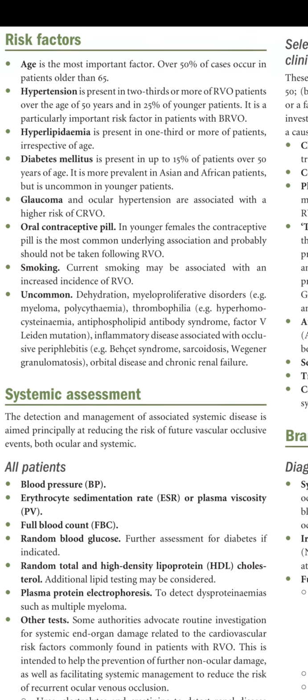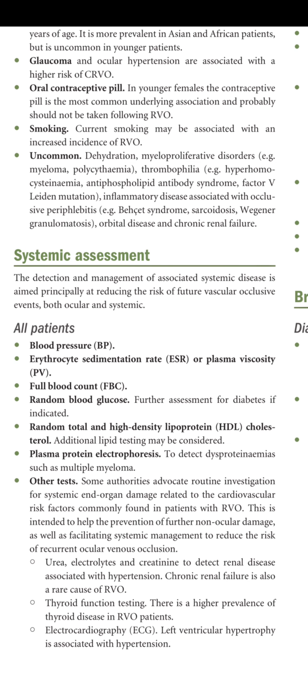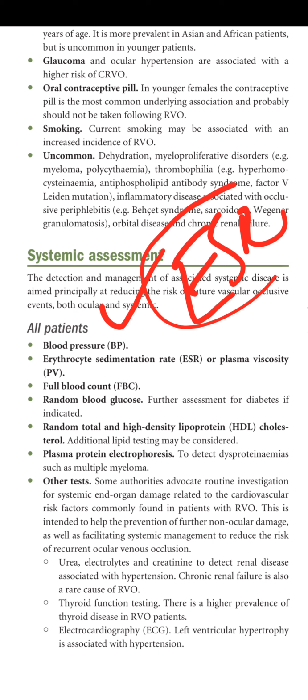So how do you evaluate a patient with a CRVO? The detection and management of associated systemic disease is aimed principally at reducing the risk of a future vascular occlusive event, both ocular and systemic. So, all patients should have their blood pressure checked. Erythrocyte sedimentation rate or plasma viscosity should be checked. ESR is checked as an inflammatory marker. A full blood count is done. Random blood glucose is done, with further assessment of diabetes if indicated. Random total and HDL cholesterol.